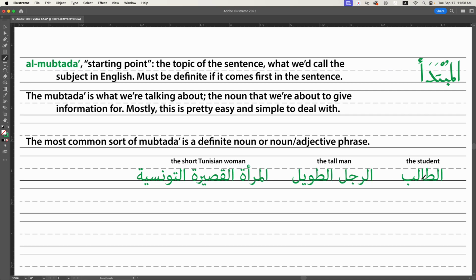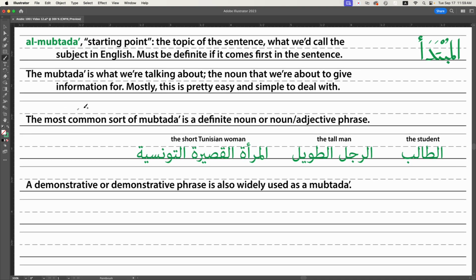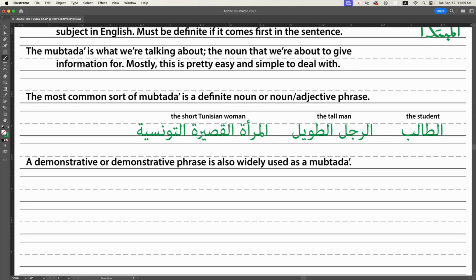We could say, at-talib jadid, the student is new. Ar-rajul at-tawil, latif, the tall man is nice, and so forth. But these are just the beginnings of sentences. So definite nouns or noun adjective phrases is the most common sort you'll see here. It's also pretty common to use a demonstrative, this, that, these, or those, or demonstrative phrase as a mubtada. For example, hadha. Hadha means this for masculine singular. And it could be a subject of a sentence all by itself.